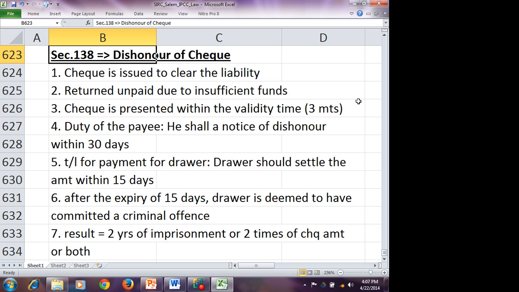After the expiry of 15 days, within 1 month after the expiry of 15 days, the payee can file a case against the drawer before a court of law. Then the court of law may deem that it is a criminal offence and pass an order for imprisonment for 2 years or twice the amount of the check or both, whichever it goes. Fine.